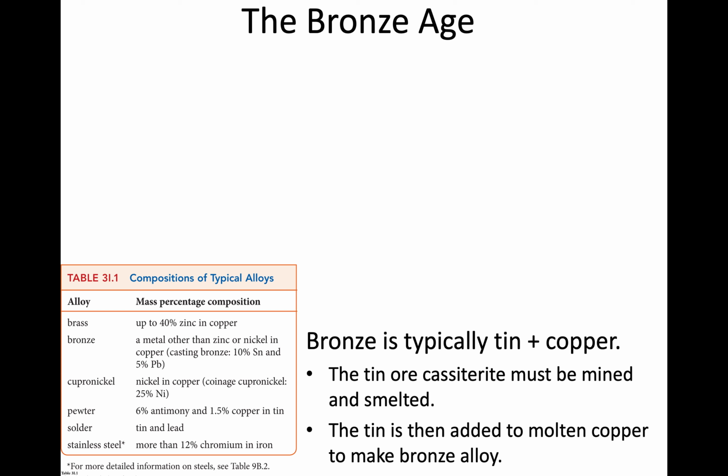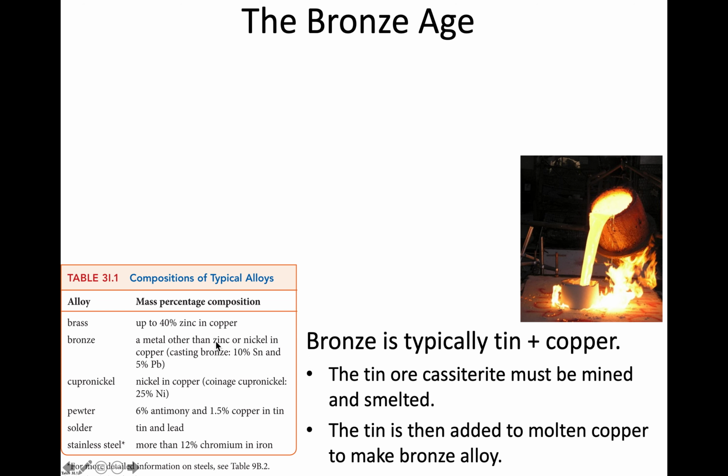Let's think a little bit about how you would make this. So bronze, that's typically a combination of tin plus copper. So you'd have to get a source of tin. The mineral cassiterite is an example. So you could take that, you could mine it, you could smelt it, meaning you could heat it up and remove the impurities that weren't tin from that. You could then add that to molten copper. That would make this alloy called bronze.